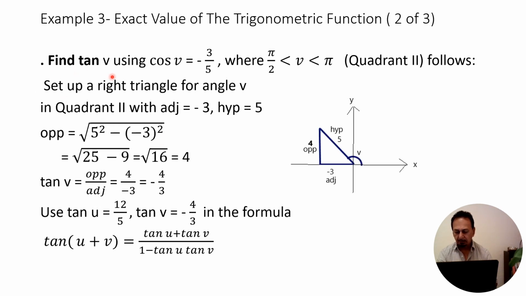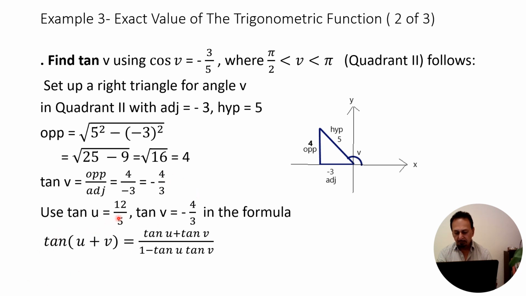So now we find tangent v using cosine v equals minus 3 over 5, where v is between pi over 2 and pi, and that's quadrant 2. So we set up a right triangle for angle v in quadrant 2. So adjacent is negative 3 and hypotenuse is 5, and this came from this. We have to find the opposite, which is the square root of 5 squared minus the square of minus 3. So 5 squared is 25 and the square of minus 3 is 9. So 25 minus 9 is 16. Square root of 16 is 4. So now it's a complete triangle. So tangent v is opposite over adjacent, which is 4 over negative 3, which becomes negative 4 over 3.